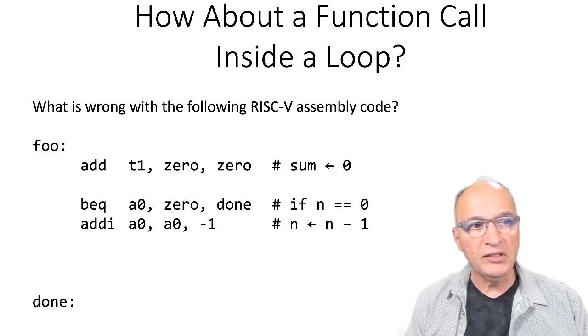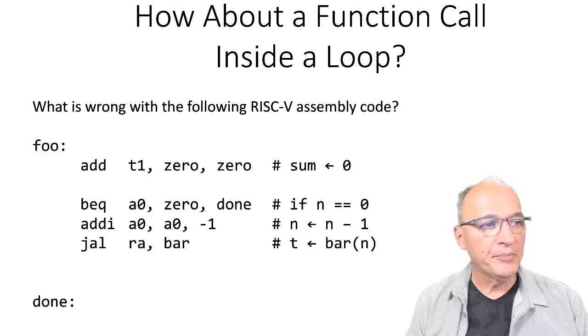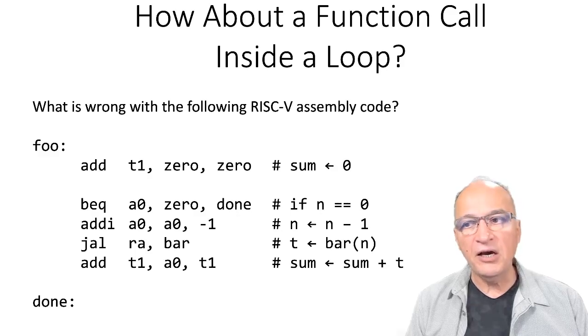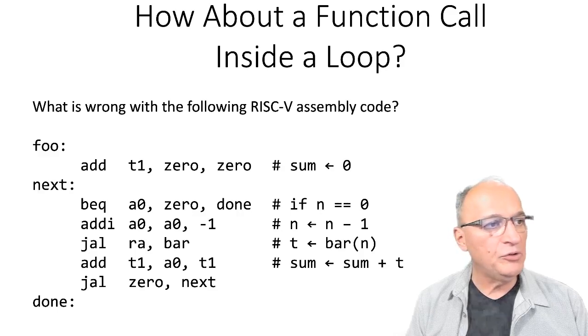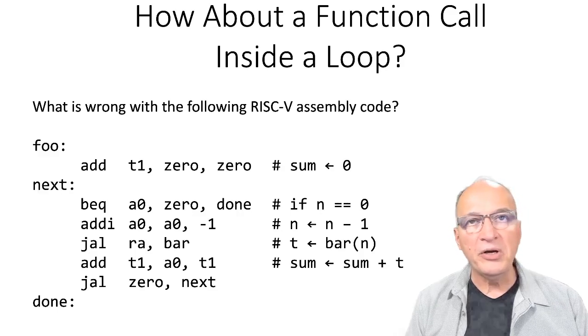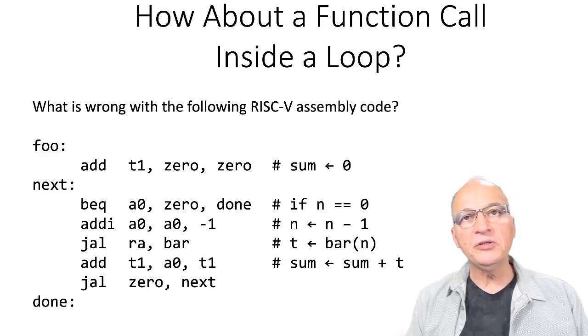Otherwise, I will subtract 1 from the value of n, and then I will call a function bar, and I'll be passing the parameter n to the function bar. And when function bar returns, I'll be adding the value t that is returned by bar to sum, which is t1. So I have this addition, and then I'll go to the next iteration of the loop. So I'll execute this loop, and every time this loop is going to be invoking the function bar with the current value of n, and I'll be going around the loop until the value of n is 0.